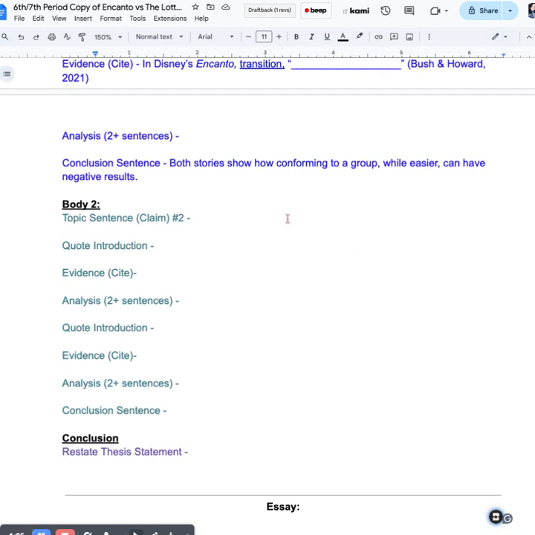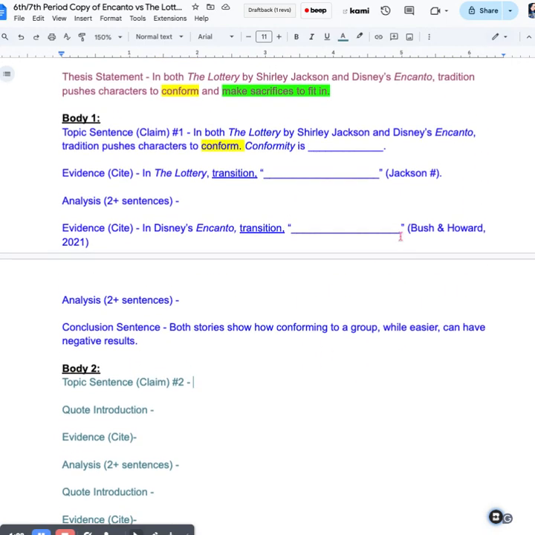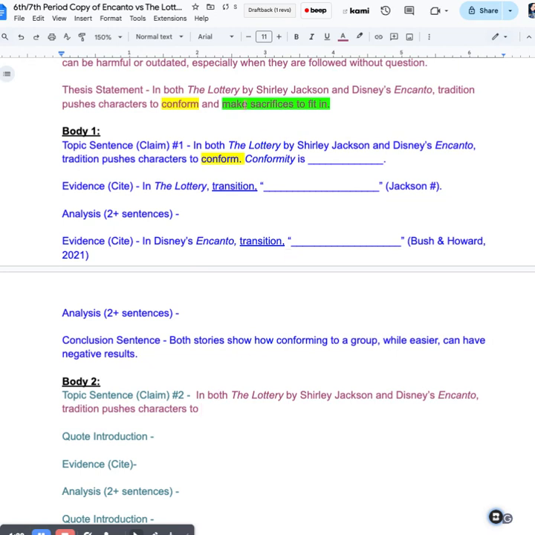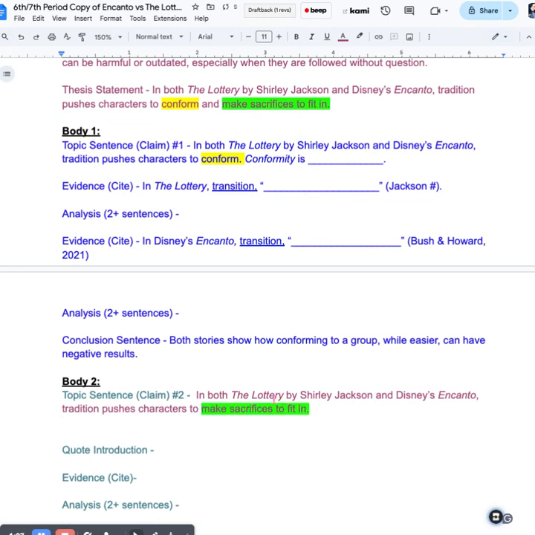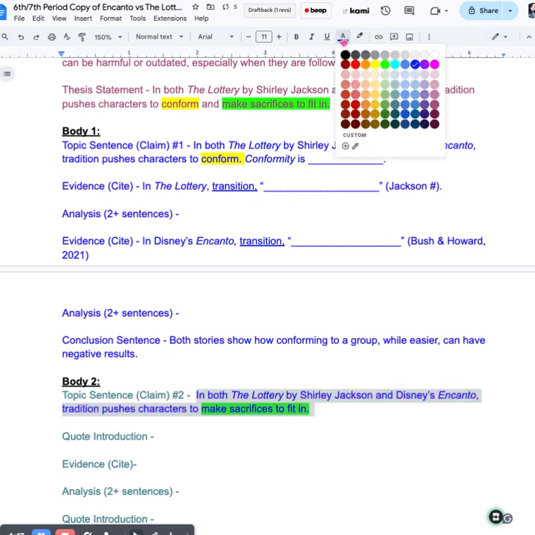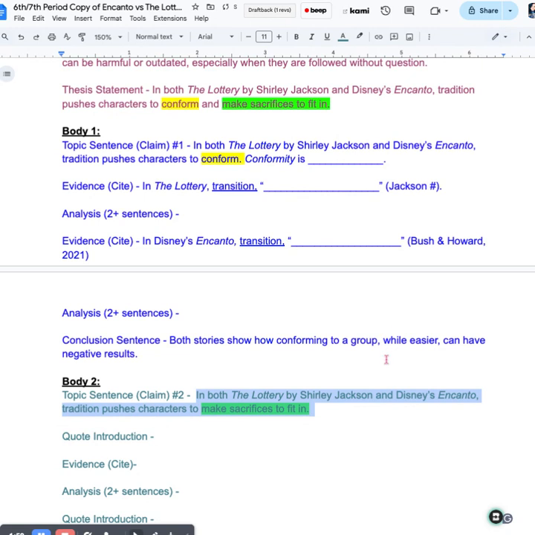So if we go to our topic sentence, we're going to do exactly what we did for body number 1. But this time, instead of taking the conformity part, we are going to take the make sacrifices to fit in part. So I'm going to go ahead and copy up here. So in both The Lottery by Shirley Jackson and Disney's Encanto, tradition pushes characters to, I'm going to copy and then paste that. And then I'm going to copy make sacrifices to fit in because we've already created at least the majority of the outline for conformity. So we don't need to talk about conformity. This is not about conformity anymore. I'm going to change it to match the color. That's not the right color. The color that it's supposed to be is this one.